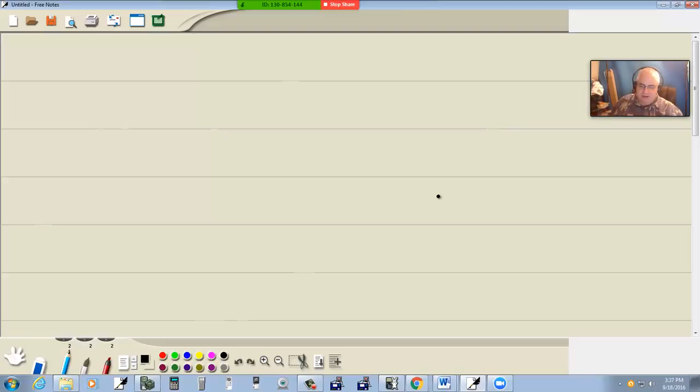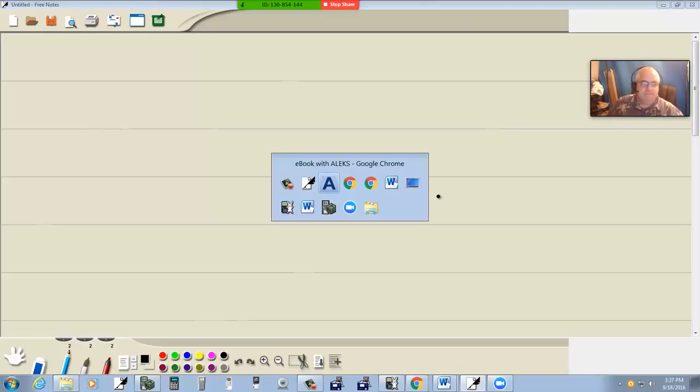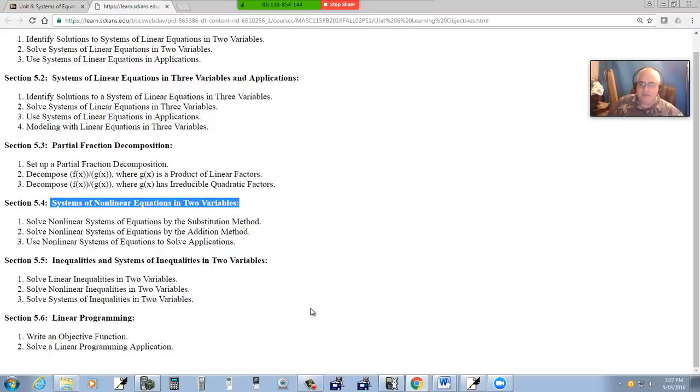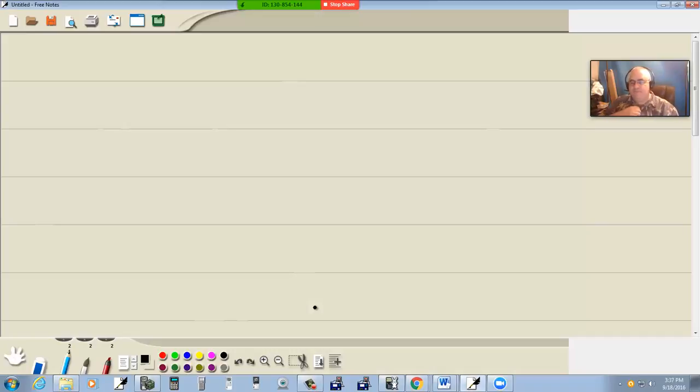The next topic is nonlinear systems of equations. So systems of nonlinear equations in two variables. And our first one we're going to take a look at is x squared plus y squared equals 25, and x plus y is equal to 1.